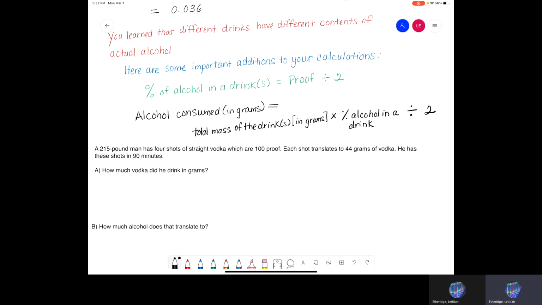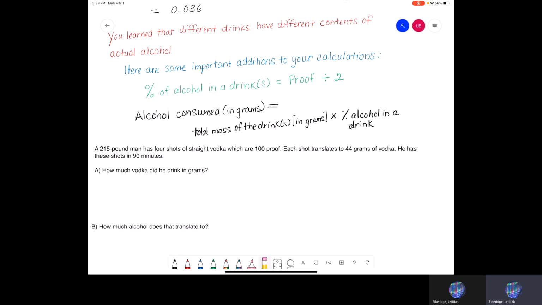Okay, guys, so the next set of problems you're going to have start with number 6. Now, you learned that different drinks are going to have different contents of actual alcohol. If something has a higher proof, that means it contains a higher percentage of alcohol. So some important additions you're going to need to make to your calculations: the percent of alcohol in a drink is going to be proof divided by 2. I need you to remember that because we are going to use it in our equations.